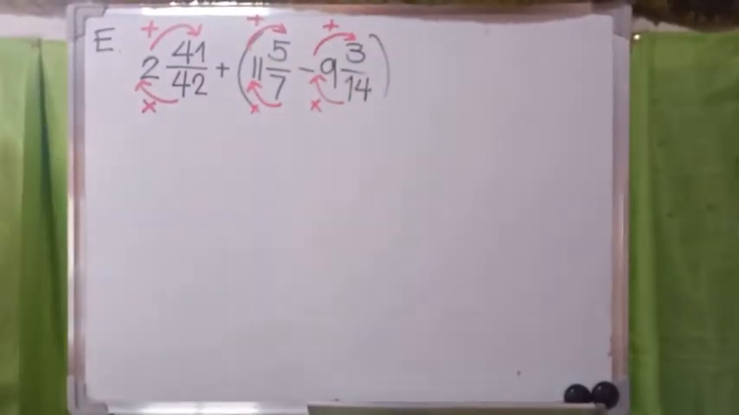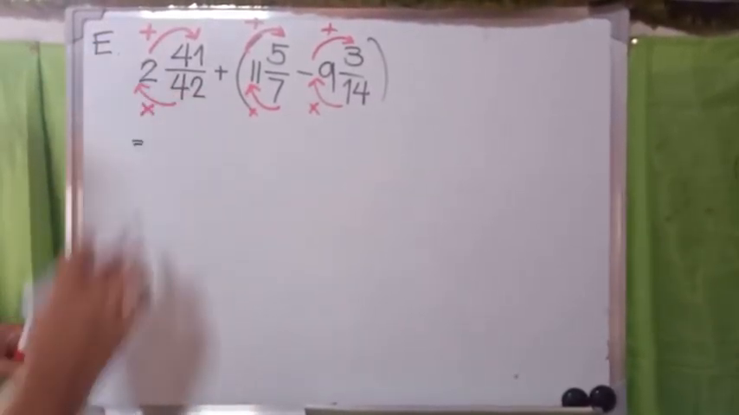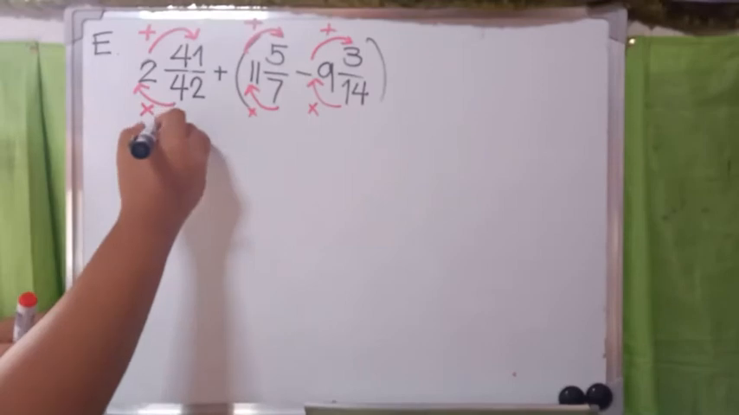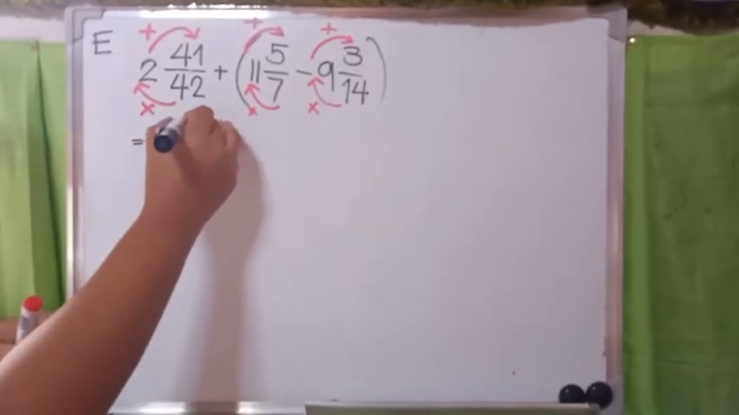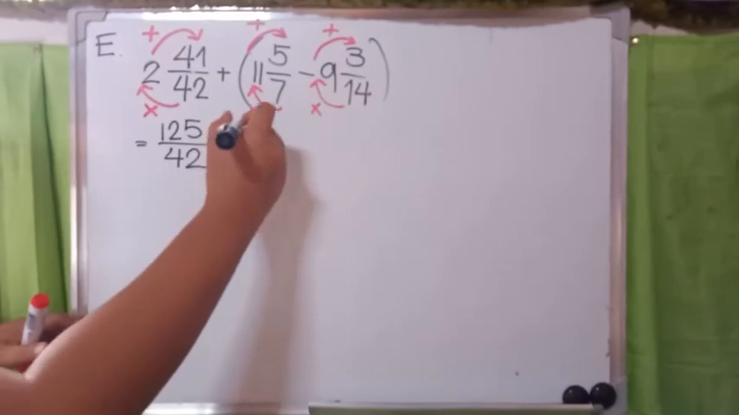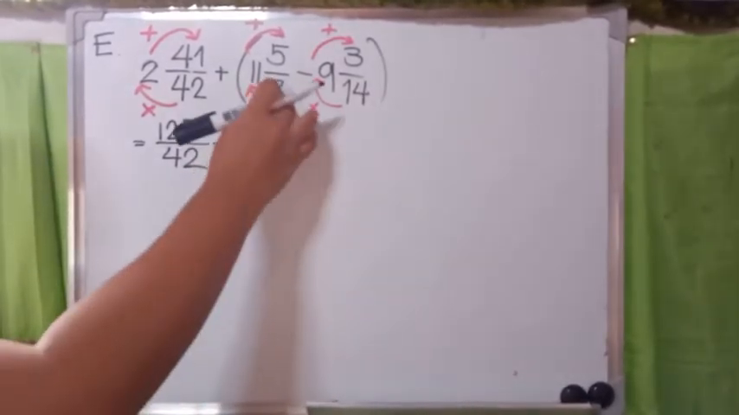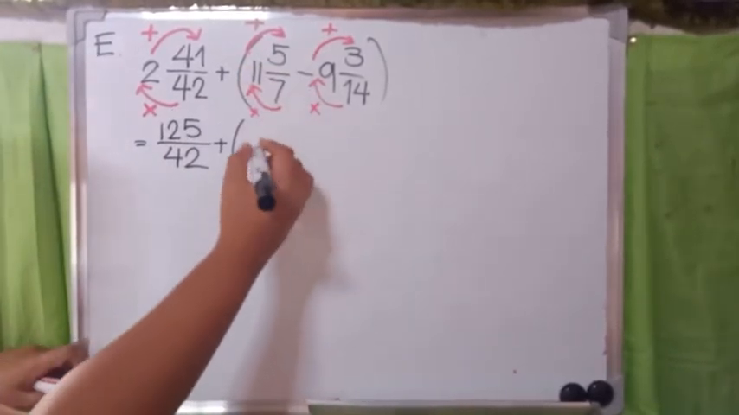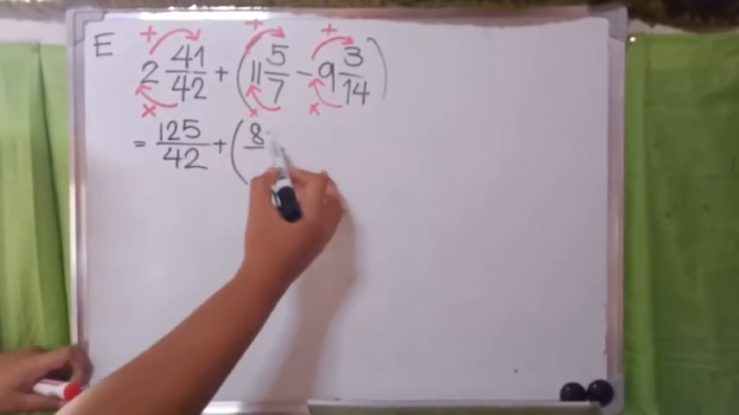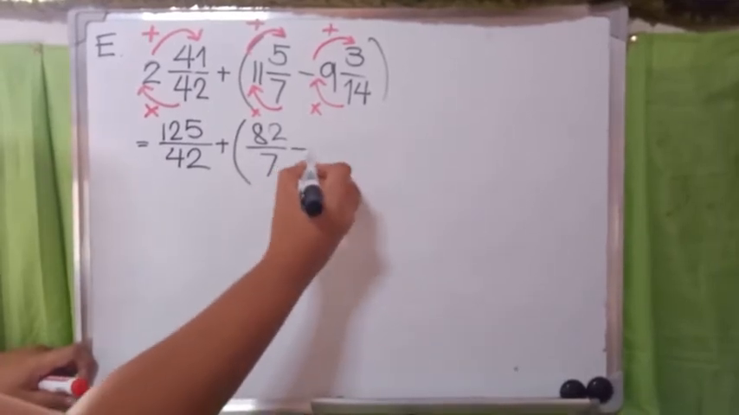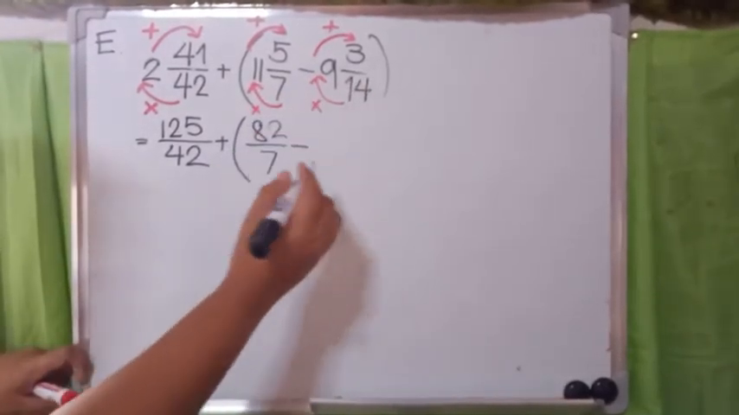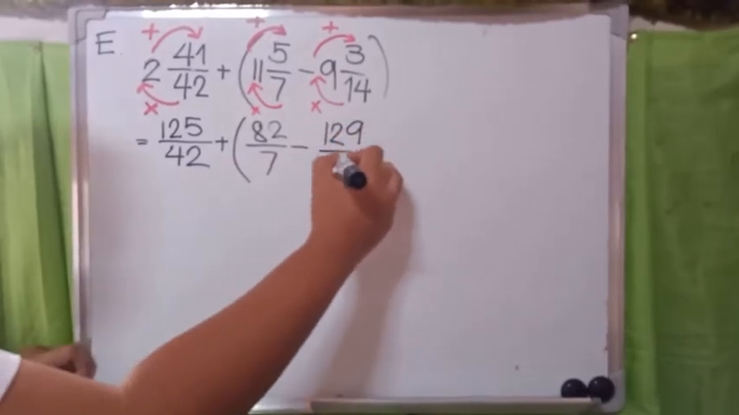Okay, so let's do this. 42 times 2, that is 84. 84 plus 41, we got 125 over 42. Plus, do not forget the parentheses. Okay. So 7 times 11, it's 77 plus 5. It's now 82 over 7, minus 14 times 9, it's 126 plus 3, 129 over 14.